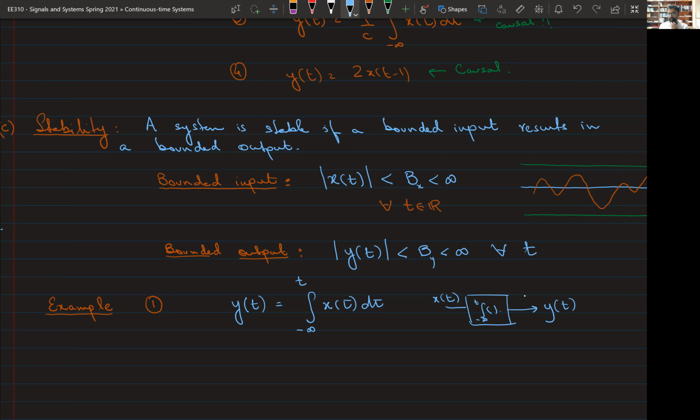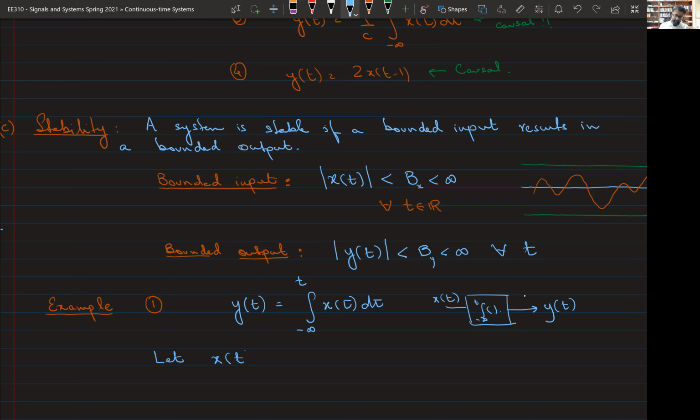Somebody else? Munim? Right, so Hassan said it's a constant function, and that's exactly right. I would maybe come up with a different example.